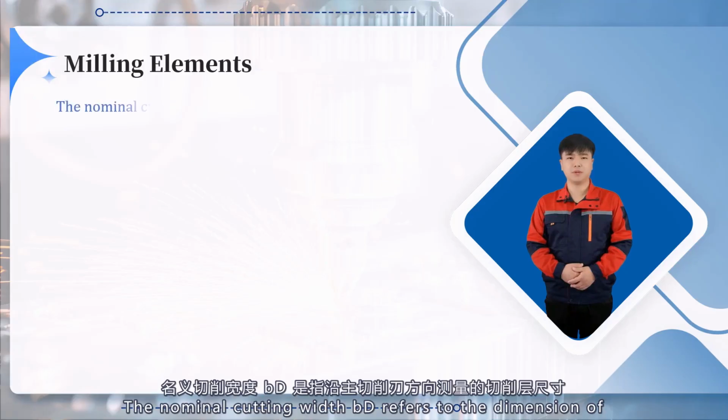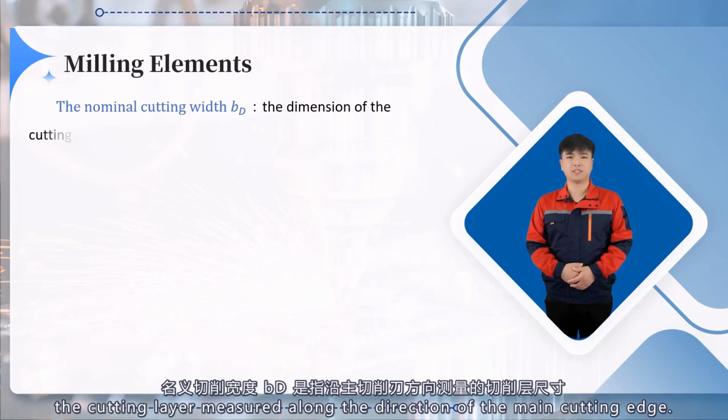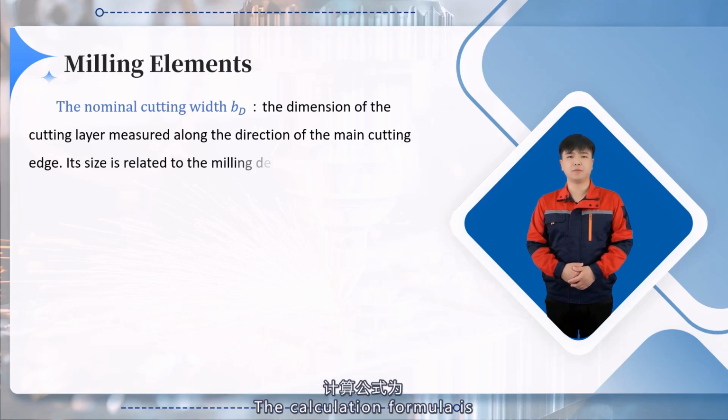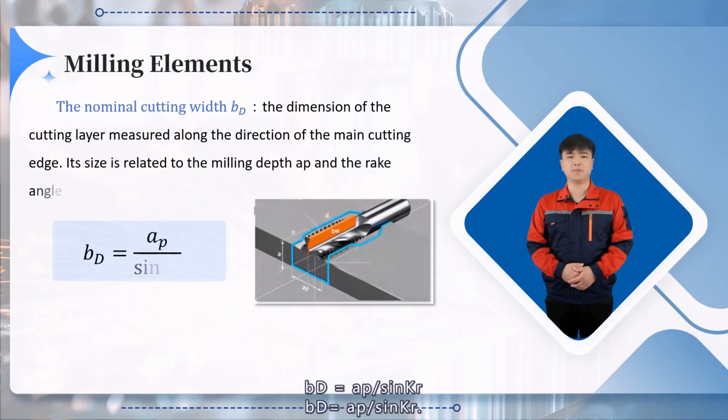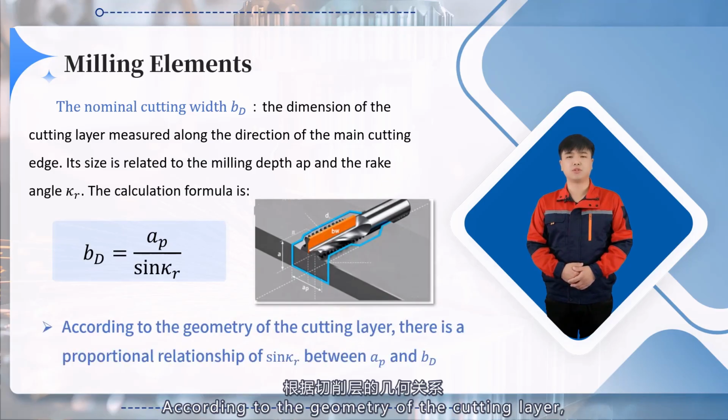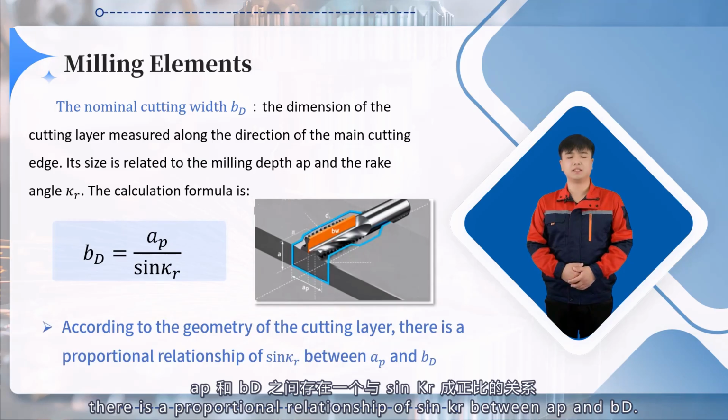The nominal cutting width bD refers to the dimension of the cutting layer measured along the direction of the main cutting edge. Its size is related to the milling depth ap and the angle Kr. The calculation formula is bD = ap / sin Kr. This formula is also derived based on geometric relationships. According to the geometry of the cutting layer, there is a proportional relationship of sin Kr between ap and bD.